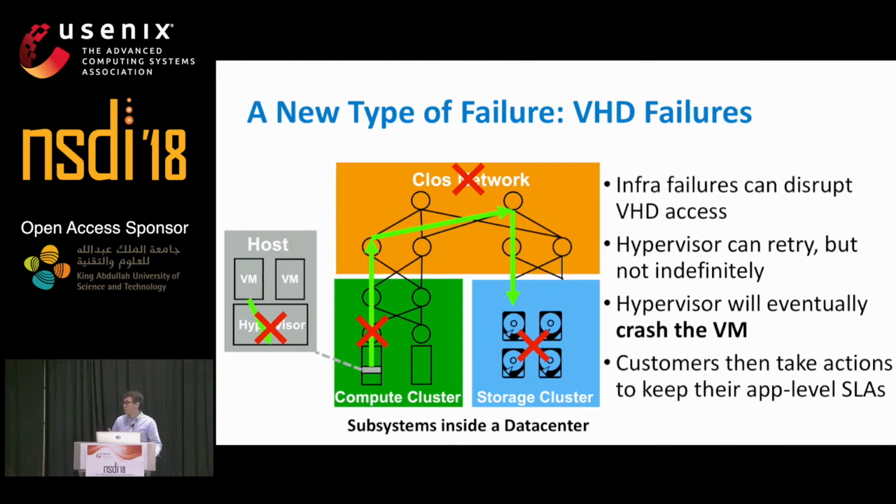However, this does also introduce a new type of failure, which we call VHD failures. Now VHD access has to depend on components from different subsystems. So if any one of them goes wrong, the VM wouldn't be able to access its storage. While the hypervisor can retry in order to deal with transient failures, it cannot do so indefinitely. In fact, after a certain amount of retry, by design, the hypervisor will crash the VM in order to surface the underlying failure to the customer, so that the customer may be able to take some actions to keep the application level SLAs.